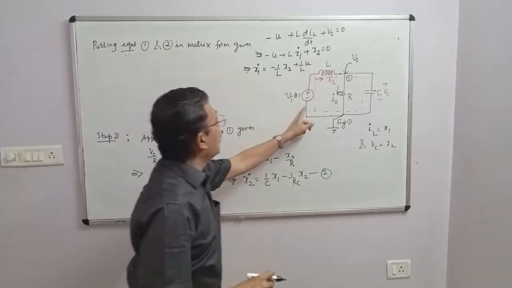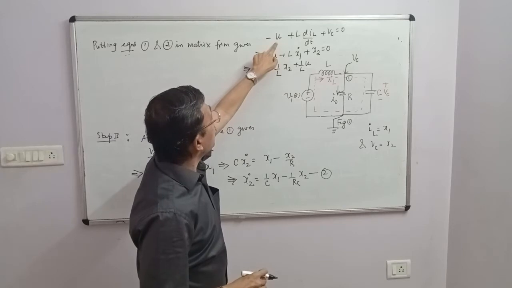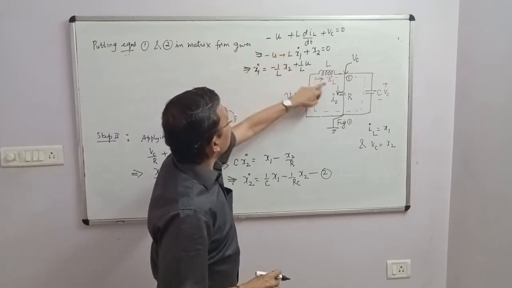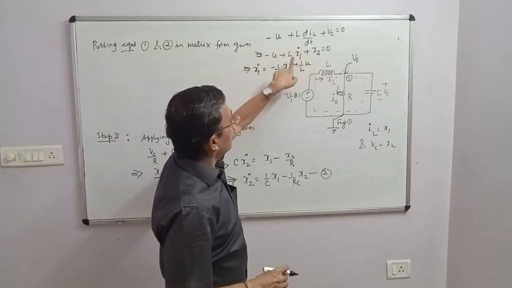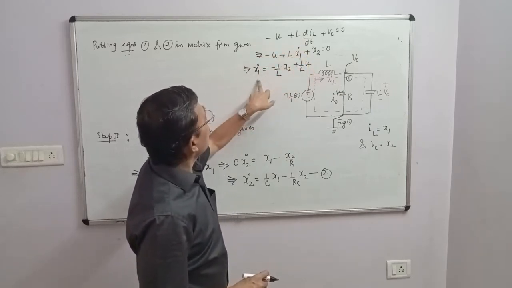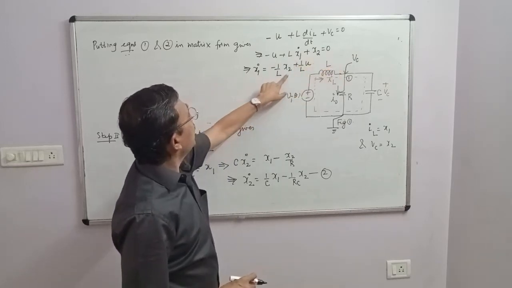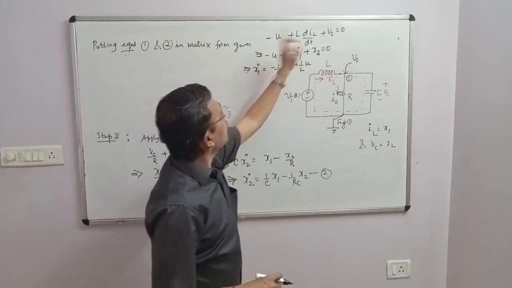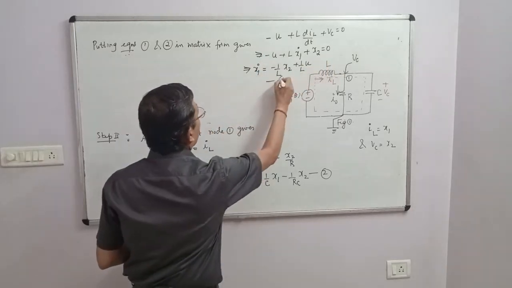I applied KVL to this dotted path. So you get Vi of t denoted by u, minus u plus L into dIL by dt plus Vc. So dIL by dt is what? x1 dot, Vc is x2. So x1 dot is, take x2 to the other side and divide by L, minus 1 by L into x2. Minus u, if it goes to the other side, it becomes u, then it gets divided by L. This is in fact equation 1.